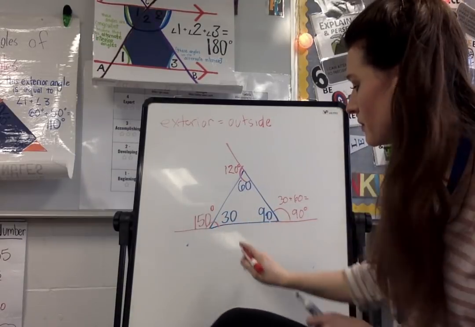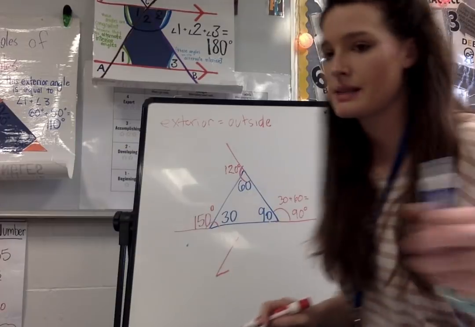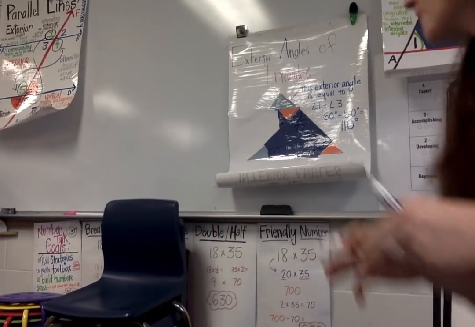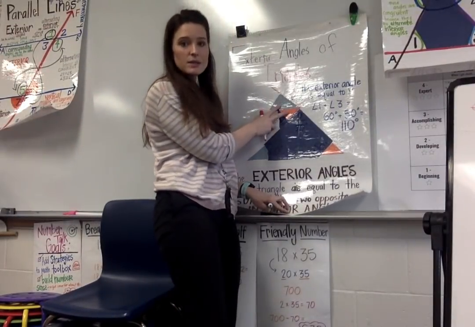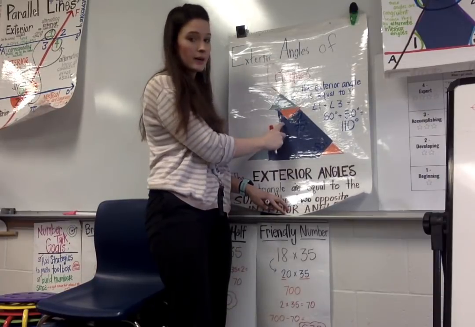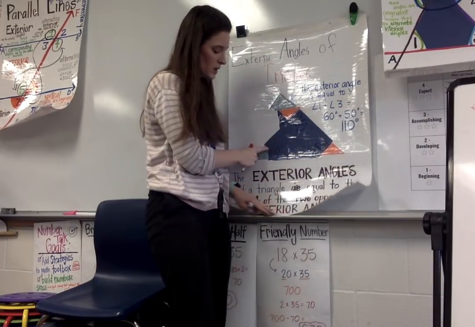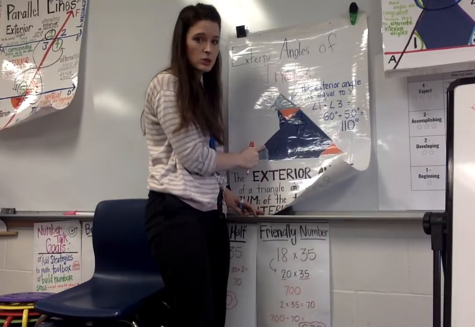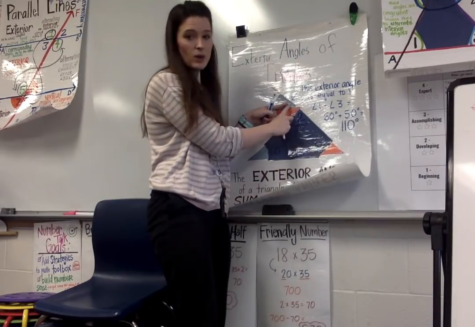So what we've proven is that the outside angle, so I'm pointing to an anchor chart over here, this exterior angle, is equal to the two remote interior angles, the two angles that are away from this angle, added together.